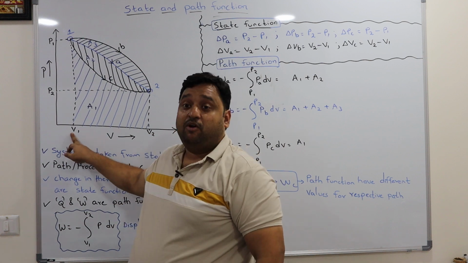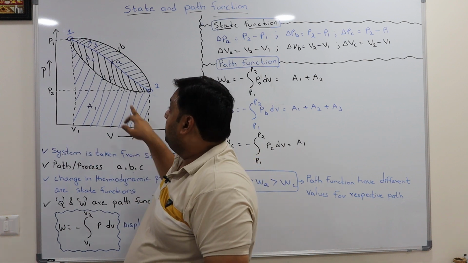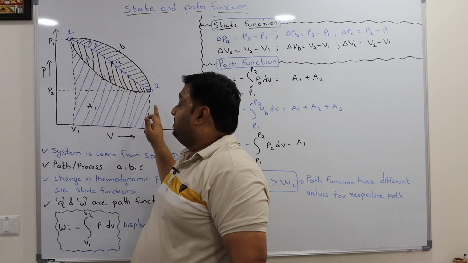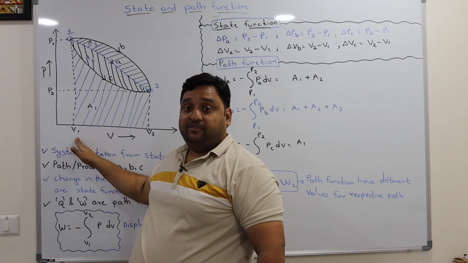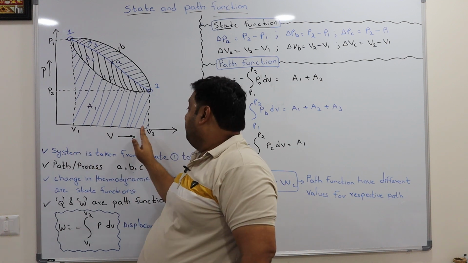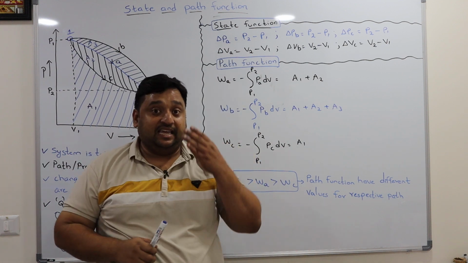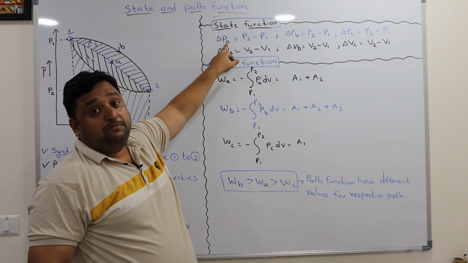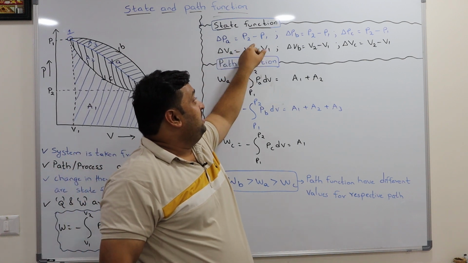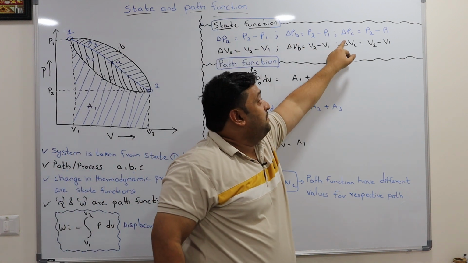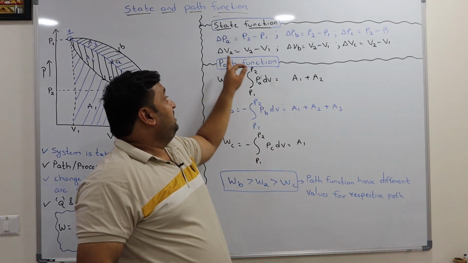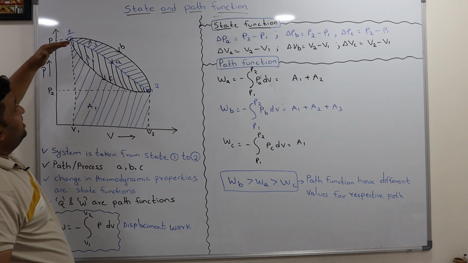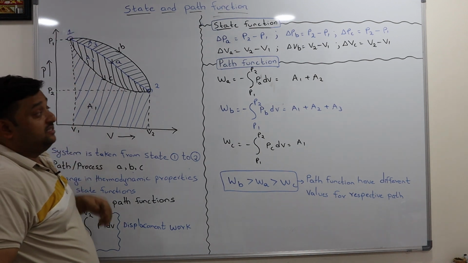Similarly, for volume, the initial volume is V1 and the final volume is V2. Whether it has gone through path A, path B, or path C, any path, the difference in the property is V2 minus V1. Let us see state functions and path functions. Delta P in path A is P2 minus P1, path B is also P2 minus P1, path C is P2 minus P1. Similarly for volume. Now let us calculate the work requirements in different paths.